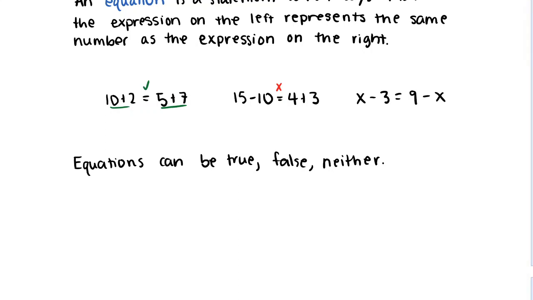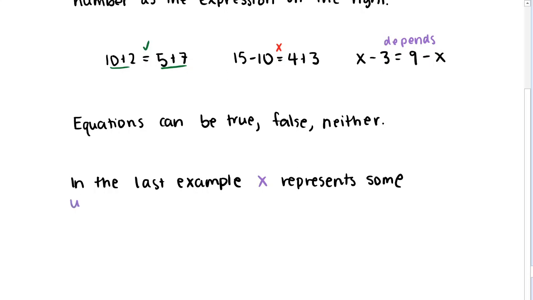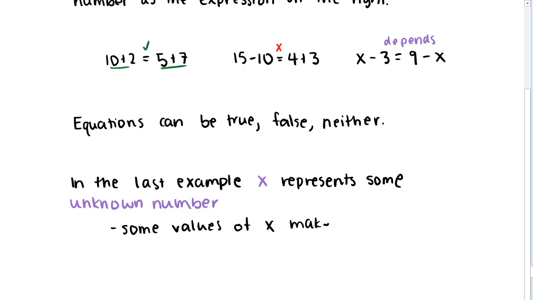And then in the last example, x minus 3 is equal to 9 minus x, this kind of depends. It depends on the value of x. For some values of x, this equation is true, and for some values of x, this equation is false. Here x is some variable, and it represents some unknown number. Some values of x make the equation false.